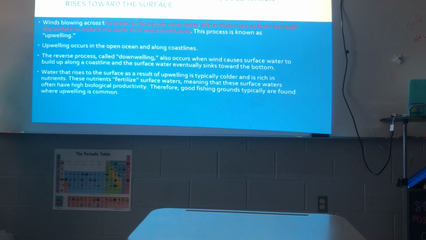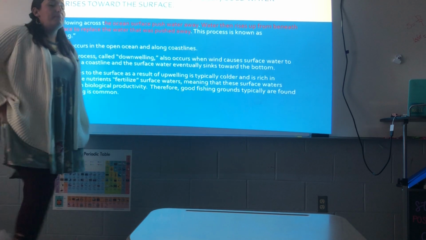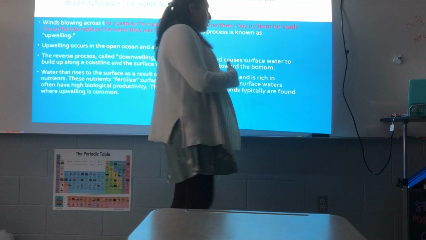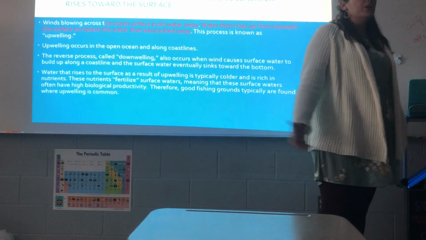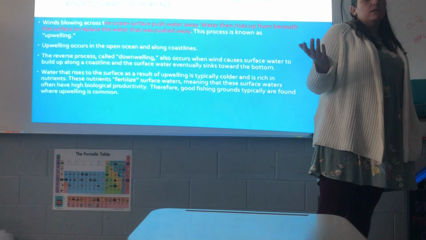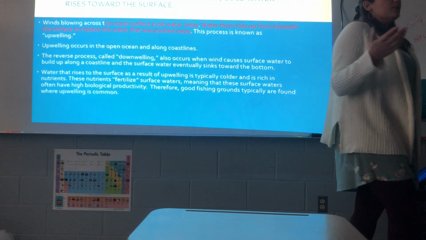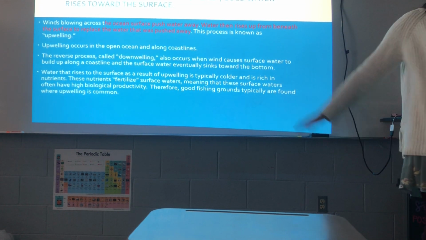Also, not much is going to live or occur in that top 2 or 3 feet of water. Your most fertile areas of water are about 3 or 4 feet beneath the surface of the water. So when upwelling happens, it's bringing that nutrient-rich water to the surface. If you were going fishing or anything, you want to find an upwelling.